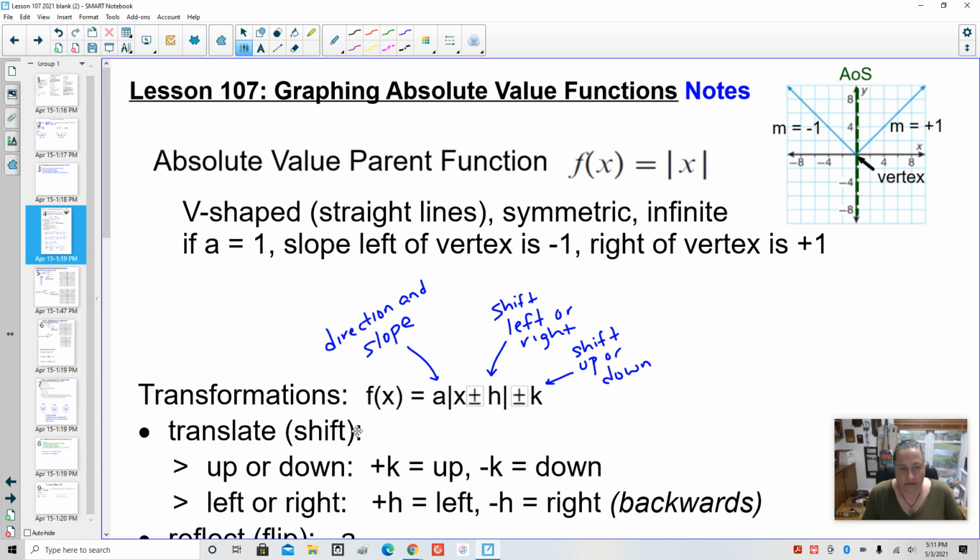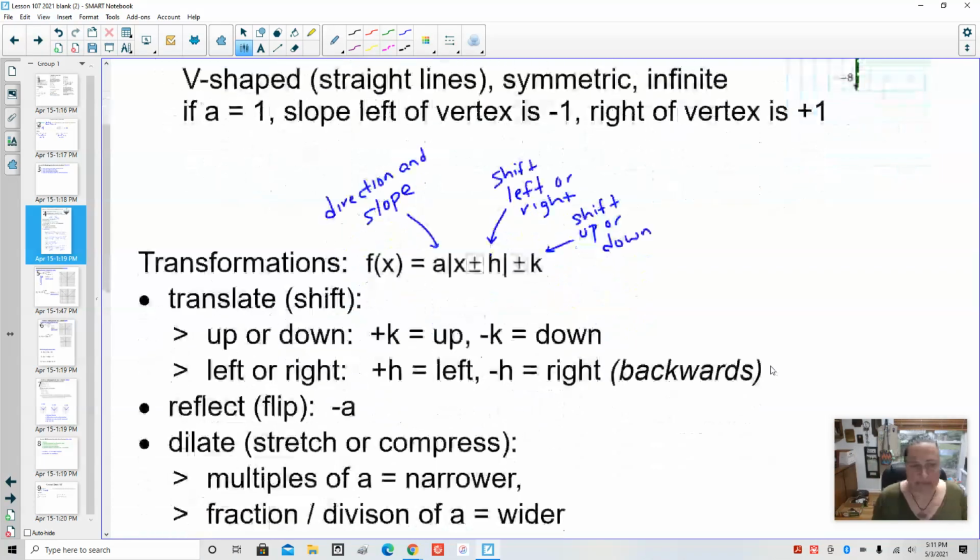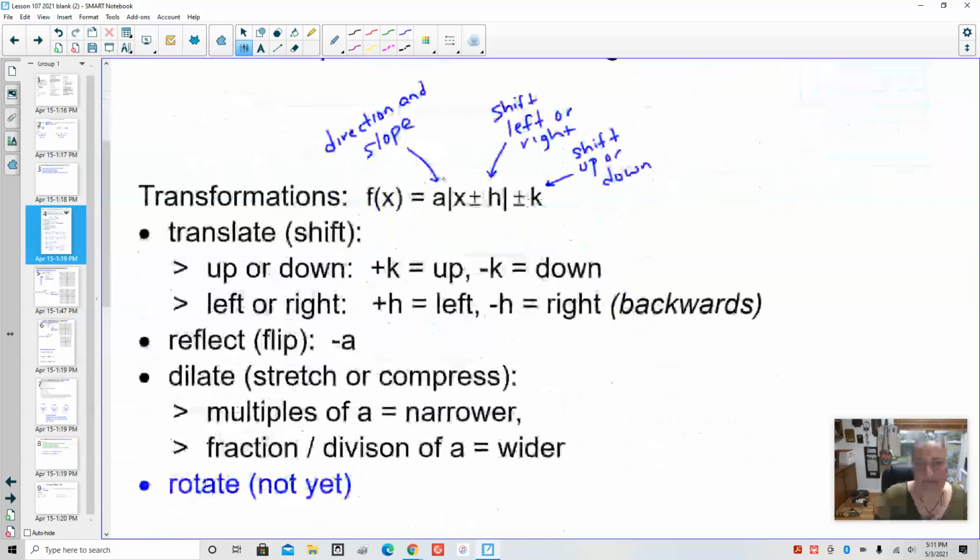It should have arrows at the end. If a is 1, and we'll talk about that formula in just a second, then the slope to the left of the vertex is going to be -1, and to the right of the vertex is going to be +1. Now let's take a look at this formula here. So the formula has lots of parts to it. So first of all, f of x is just a function. Think of it like the y variable. A is the coefficient out front. If a has a value, what that's going to do is tell you the direction and the slope.